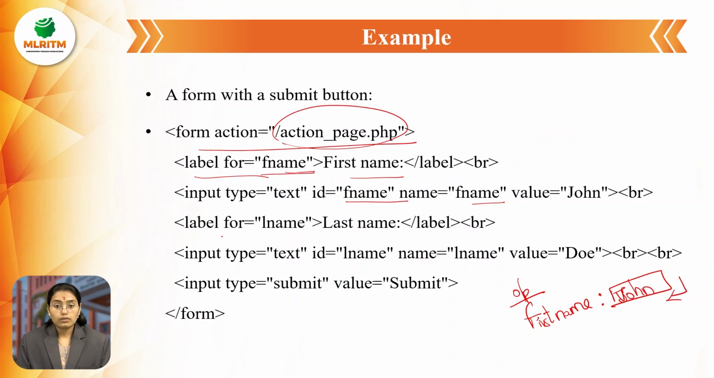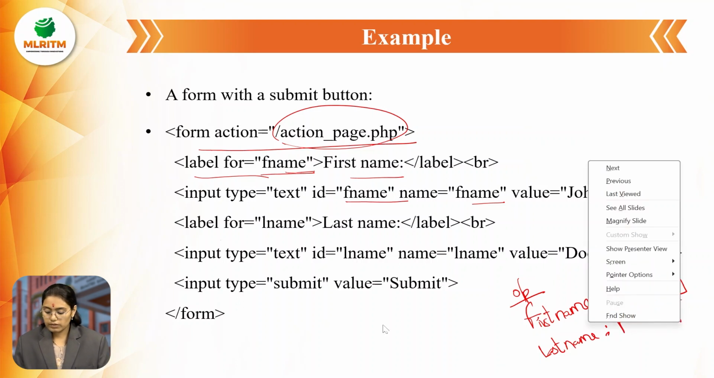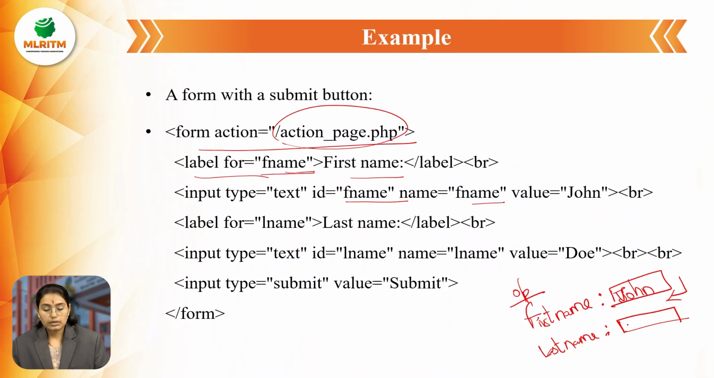Next line, the same process again: label for last name, make it an input of type text, and the id is lname. Whatever value we mention, that will be assigned to the input field.